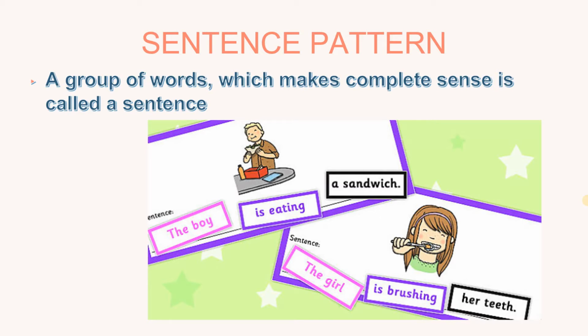அதாவது ஒரு சென்டென்ஸ்ங்கிறது ஒரு group of words which makes complete sense. For example, the boy is eating a sandwich. இந்த sentence வந்து பார்த்தீங்கன்னா இது group of words. இது வந்து சேர்ந்து ஒரு சென்டென்ஸ் முழு சென்டென்ஸை உருவாக்குது. ஸோ இந்த முழு மீனிங்கோட உருவாக்குது. அதுதான் வந்து சென்டென்ஸ். The girl is brushing her teeth.